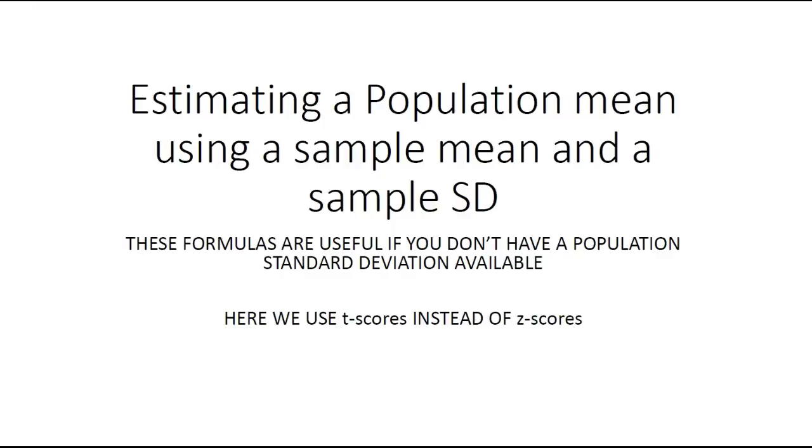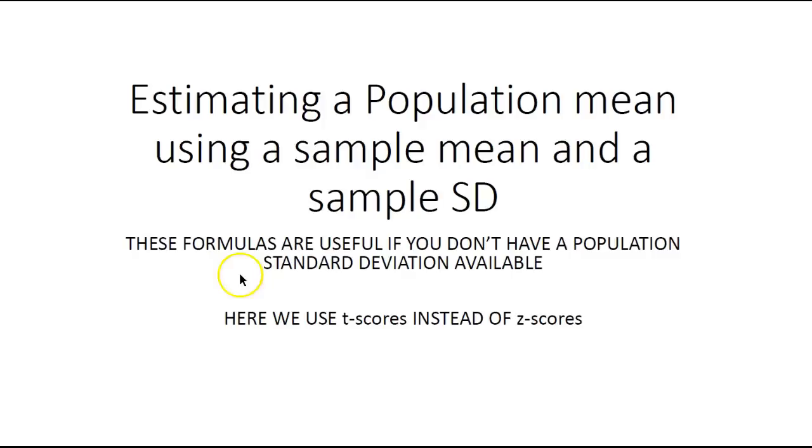Welcome to this video where we will estimate a population mean using a sample mean and a sample standard deviation. This differs from previous estimation because we have a sample standard deviation instead of a population standard deviation. From our sample, we could always calculate a mean, and from that same sample, if we had the actual data, we could calculate the standard deviation as well. So we don't really have any outside information to help us.